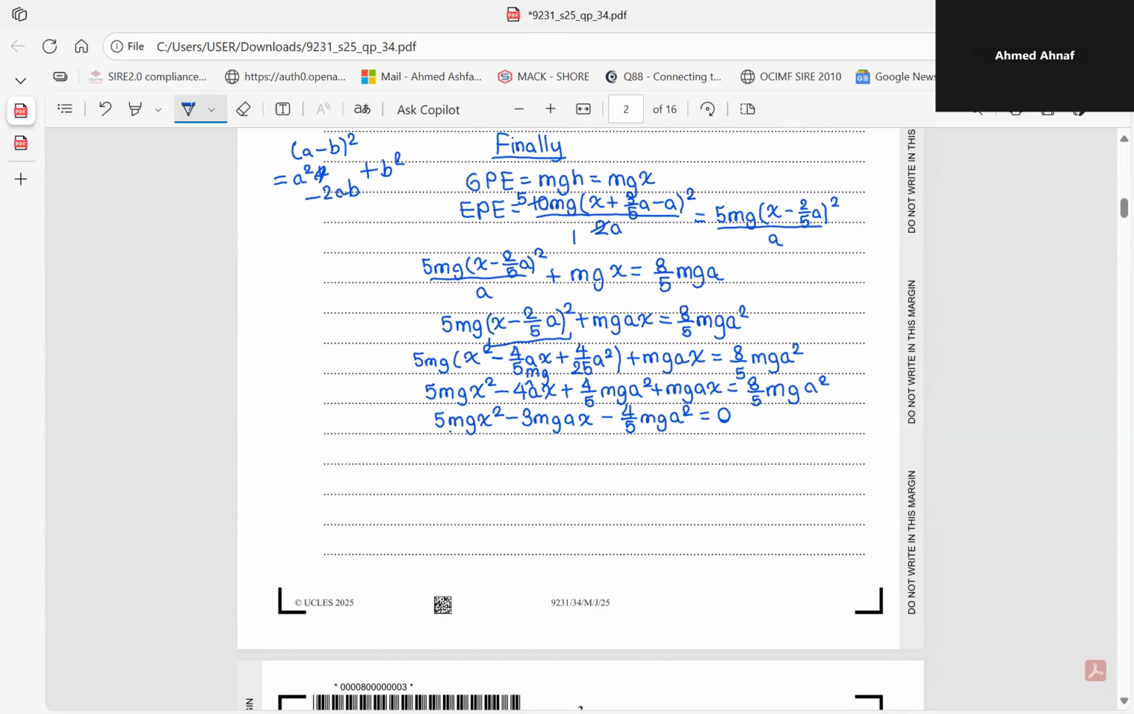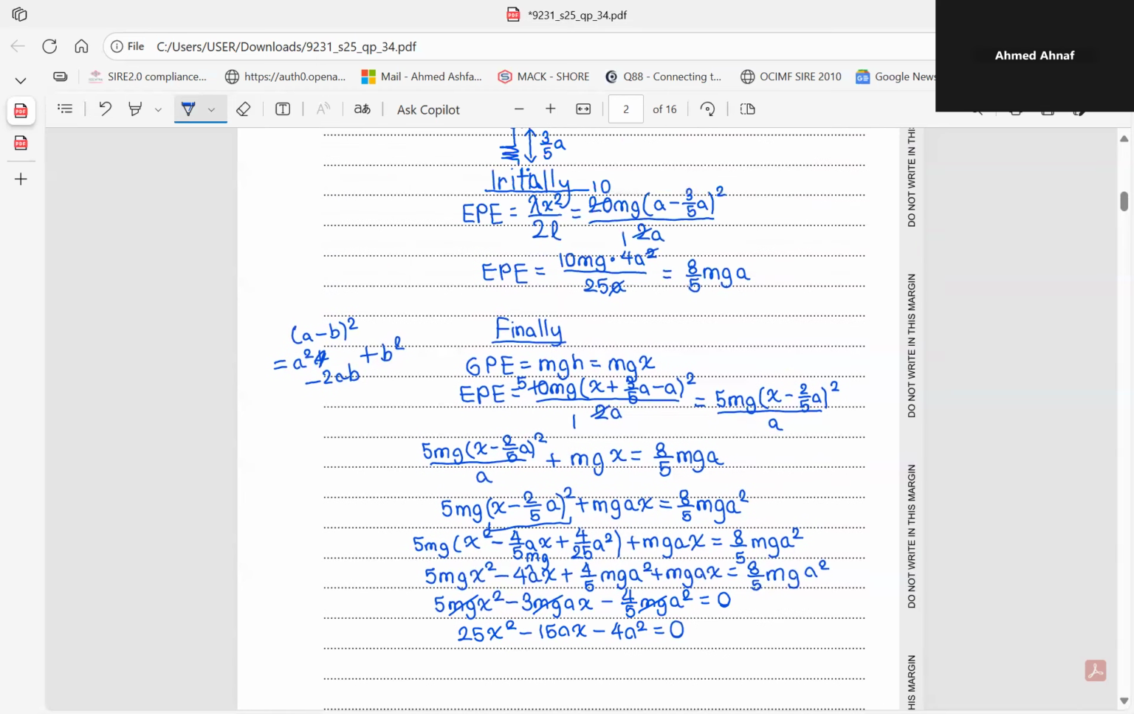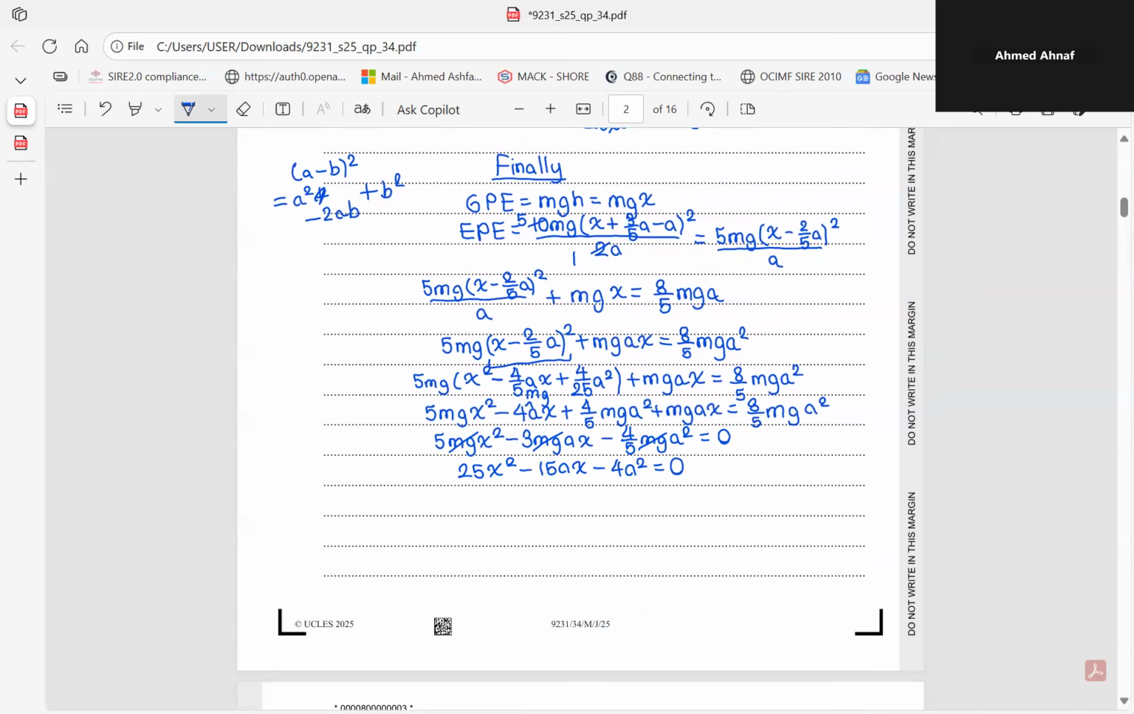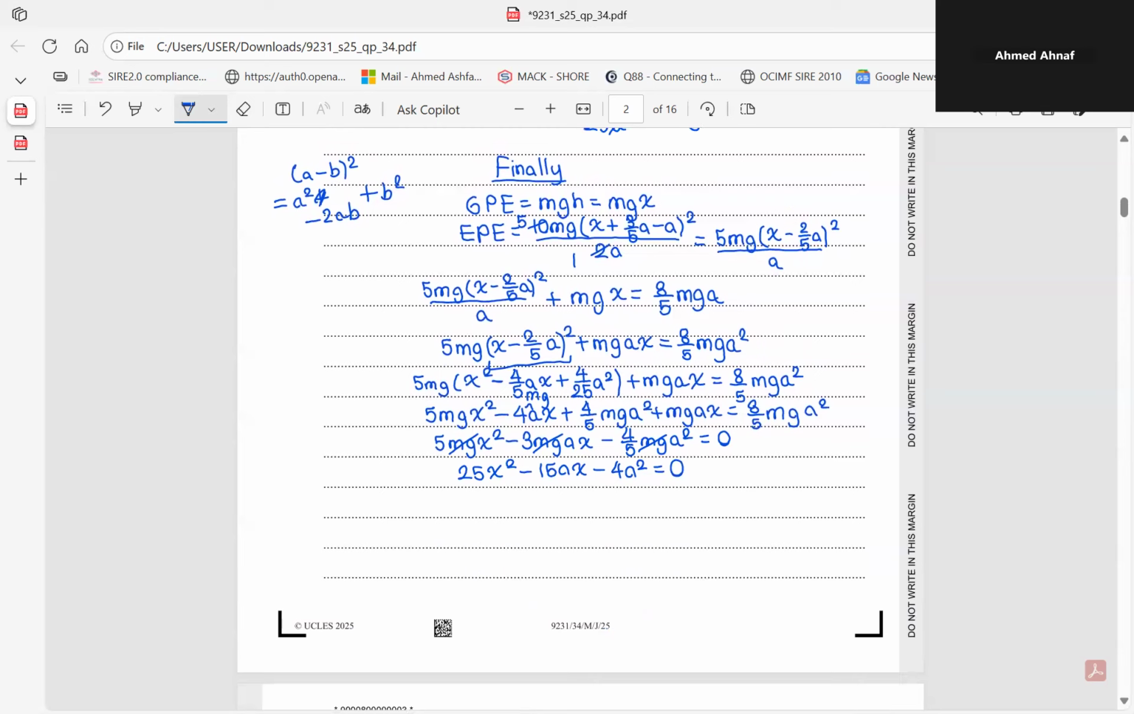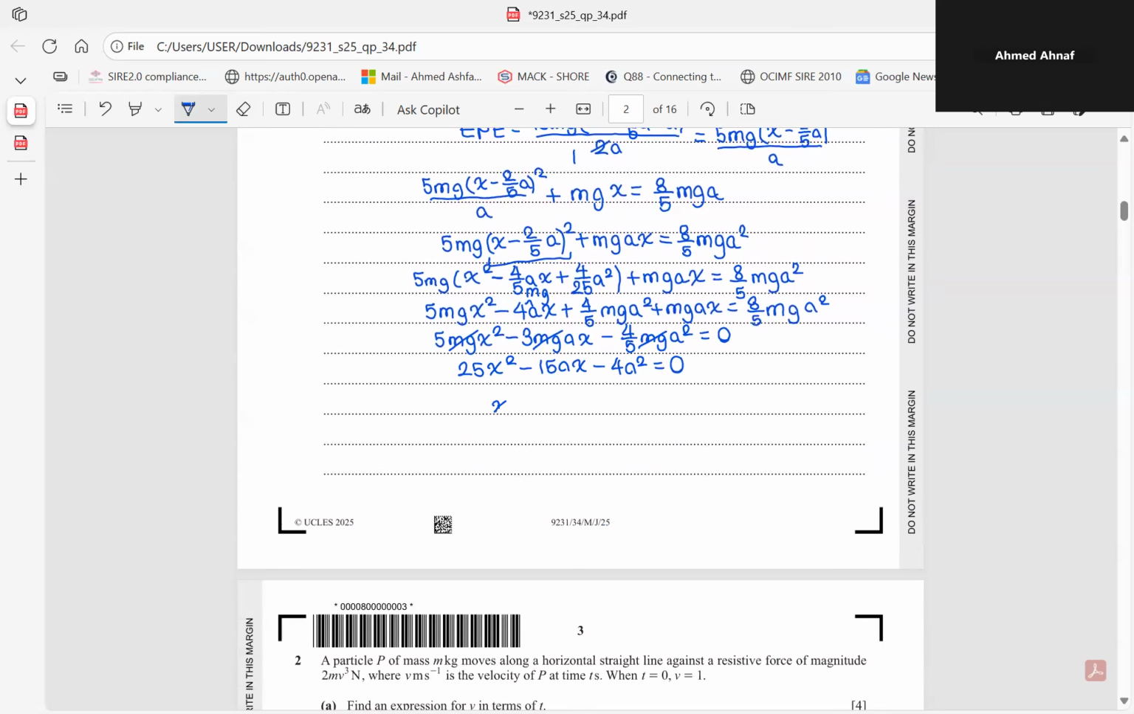So now we're going to cancel out the mga, that's a common factor, and multiply both sides of the equation by 5 to get 25x squared minus 15ax minus 4a squared equals 0. Okay, so now we have a quadratic equation to solve. You can use the quadratic formula, or you can factorize if you can, but my factorization is pretty bad, so I'm just going to use the quadratic formula.